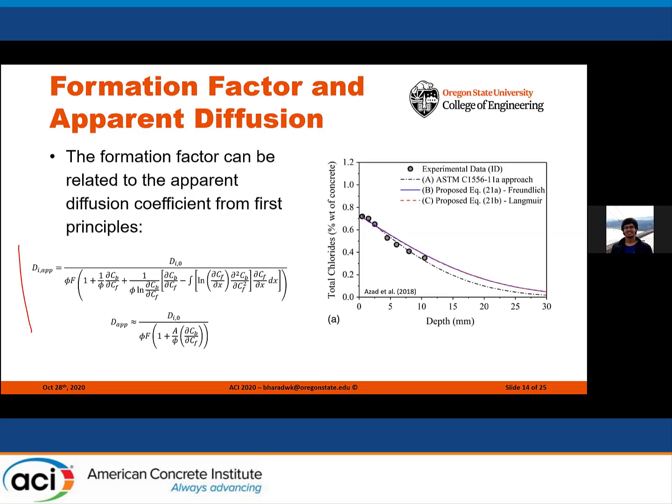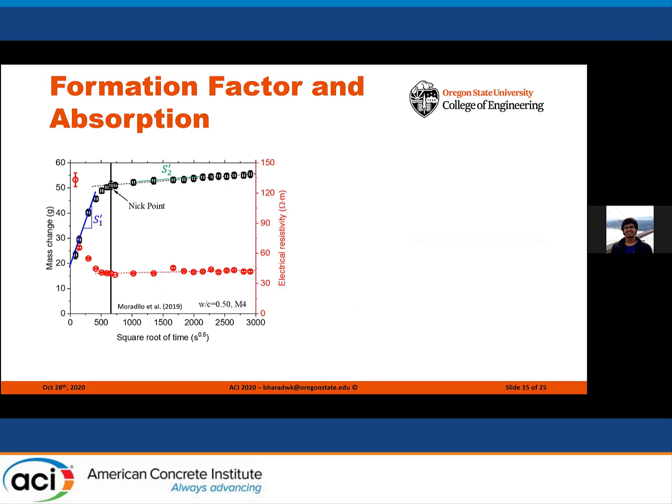The plot on the right shows the chloride concentration versus depth in concrete for two binding isotherms for which this equation has been solved, and the experimental results are also shown as the markers. And as we can see, it works pretty well. And that's because these equations are derived from first principles. A fundamental relation between water absorption and formation factor can also be established.